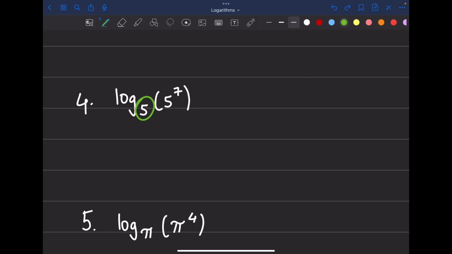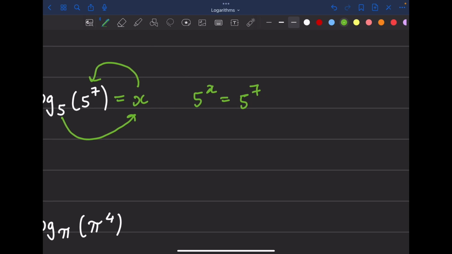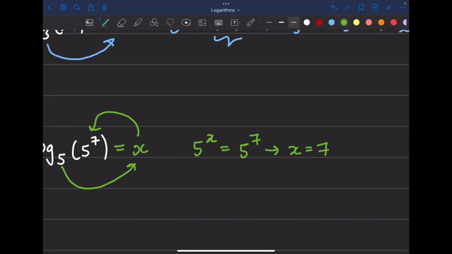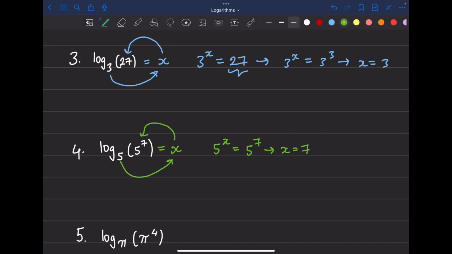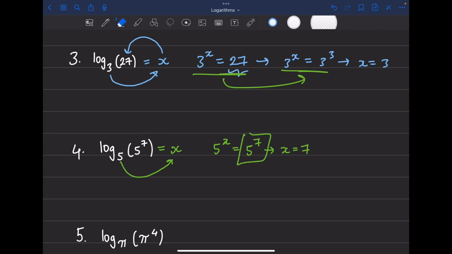Let's actually show this. If I say this is equal to x, let's follow our loop again. So 5 to the power of x is equal to 5 to the power of 7. By looking at this, quite easily you can tell that x is equal to 7, and we are done. One step that we ignored is going from here to here, because we already have this as a power of 5. We don't need to find what it is as a power of 5.